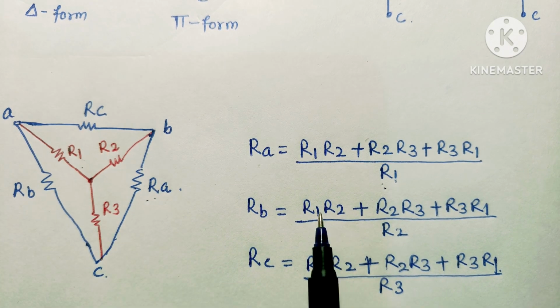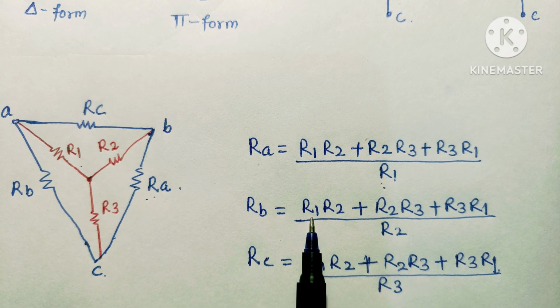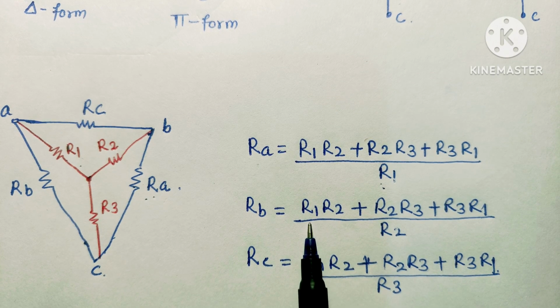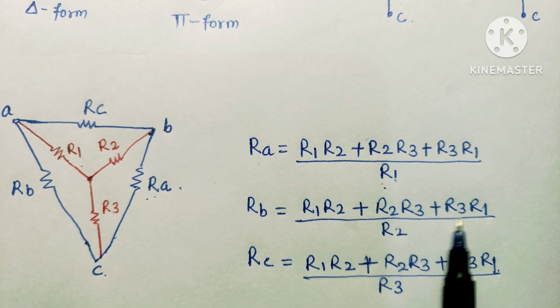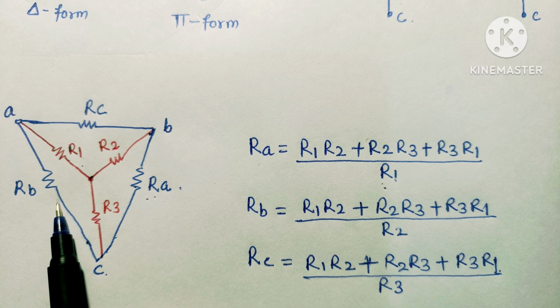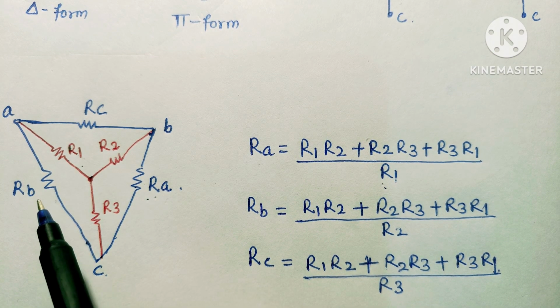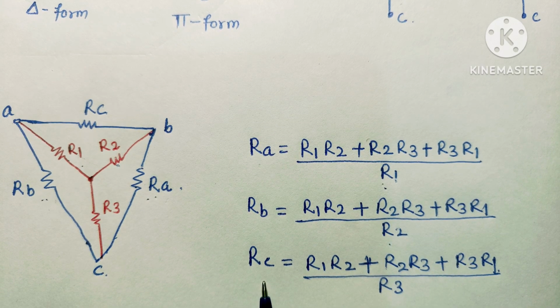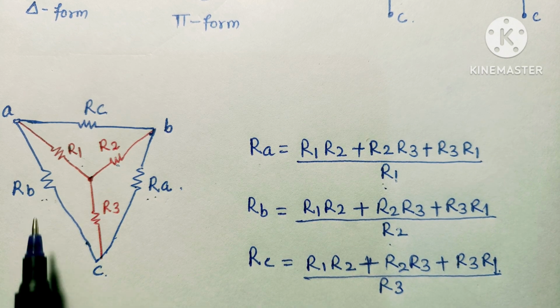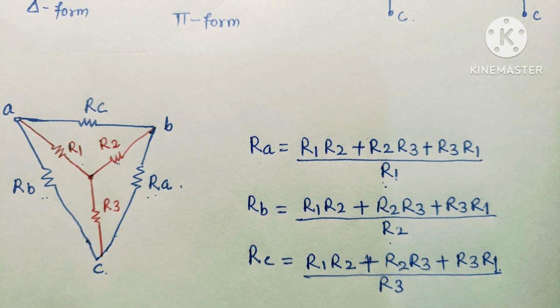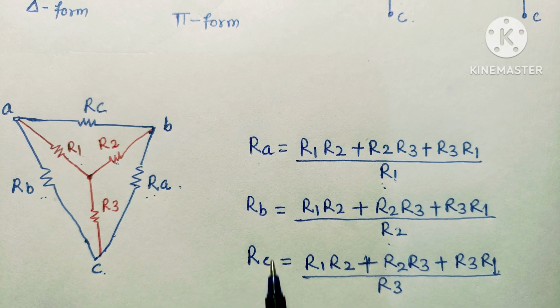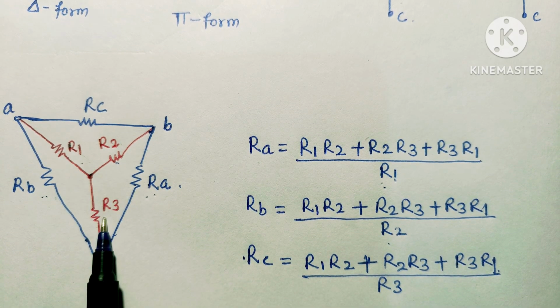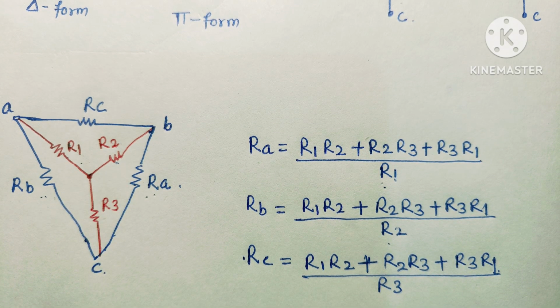Similarly, Rb can be written as R1R2 plus R2R3 plus R3R1 whole upon the resistance which appears opposite to the Rb resistance, that is resistance R2. So divide by R2 here. Similarly, Rc we can write as R1R2 plus R2R3 plus R3R1 whole upon the resistance which appears opposite to Rc, that is R3. So this is the resistance of the delta form network when R1, R2, R3 resistances are known, or we can say the resistances in Y form are known.